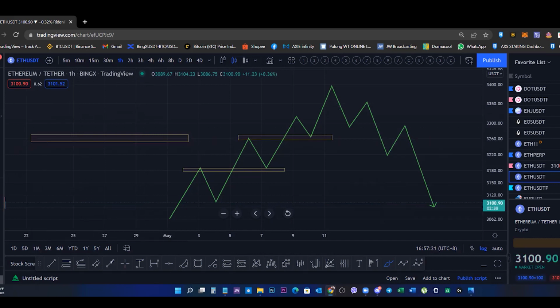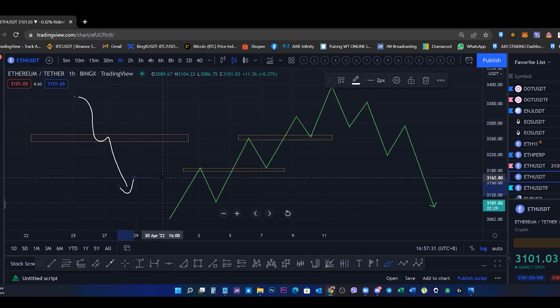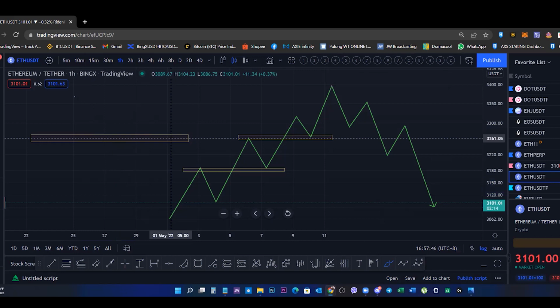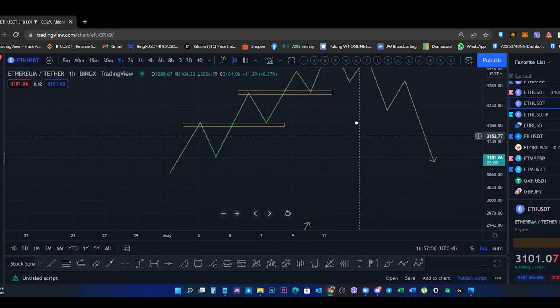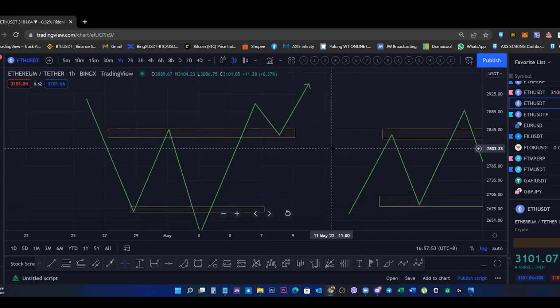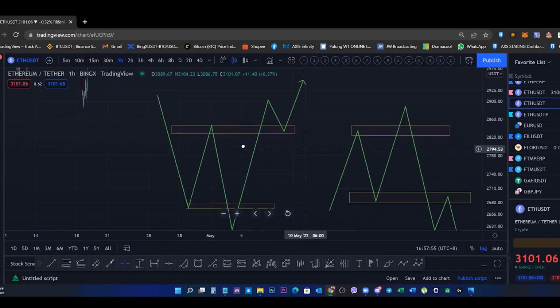But the breaker block, normally, will not bounce on this area, rather it will go down, or vice versa. So meaning, it's like a break of structure. So that is a breaker block. Okay, so we will have more examples of the breaker block on this area. Yeah, this is a nice example of a breaker block.